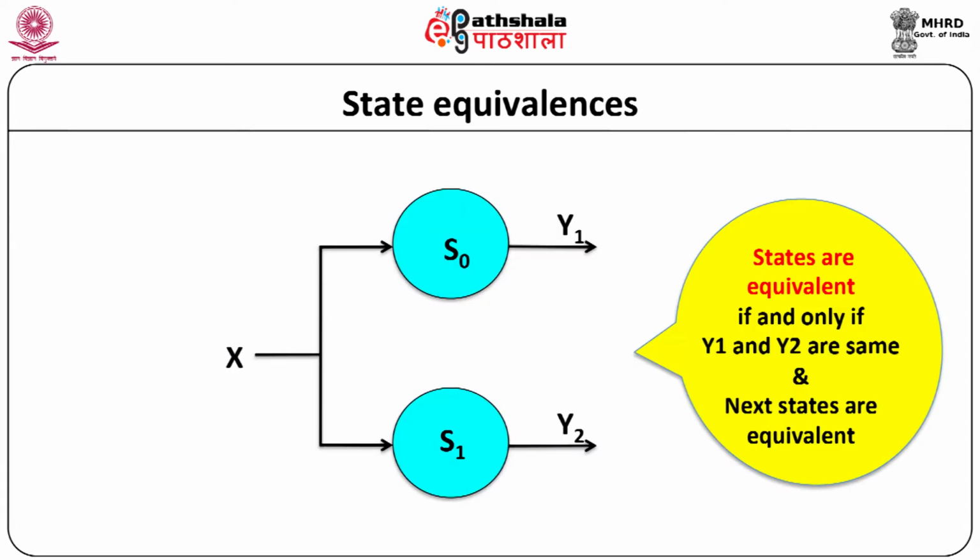Let us consider a state machine with states S0 and S1. These states receive the input x. Let x represent a sequence of inputs x1, x2, x3 up to xn. The outputs of both circuits are y1 and y2. If these output sequences are the same and their next states are equivalent, then the two states S0 and S1 are equivalent.